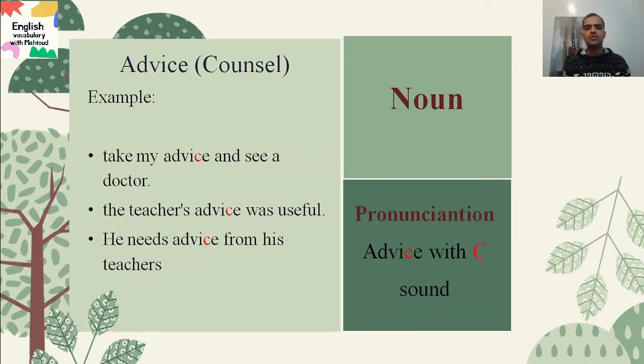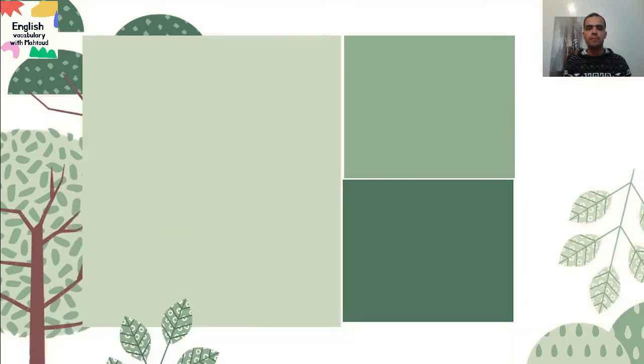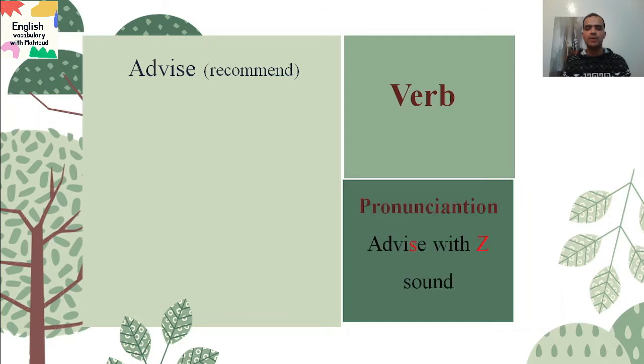Now let's move on to the second term, that is advise. Advise with Z sound, it represents a verb. A verb is represented. Advise must be pronounced with Z sound, as it is shown in the examples here.